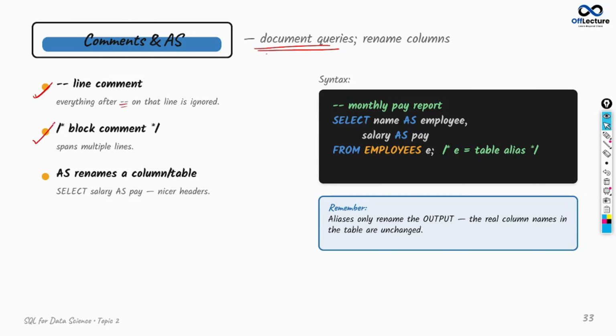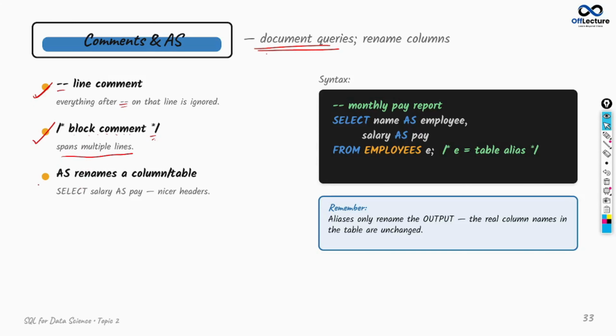And slash star opens a block comment and can span multiple lines. If you want to write a single line comment, you use two dashes. But if you want to write multi-line comments, you have to use slash star, and then you write whatever comment you want to add, and you will get multiple lines for it.